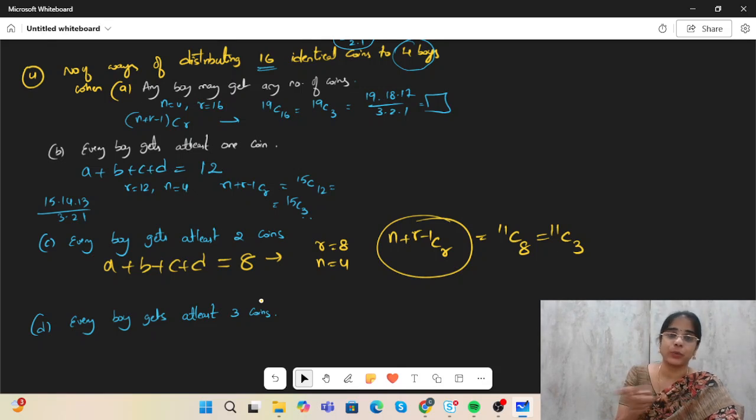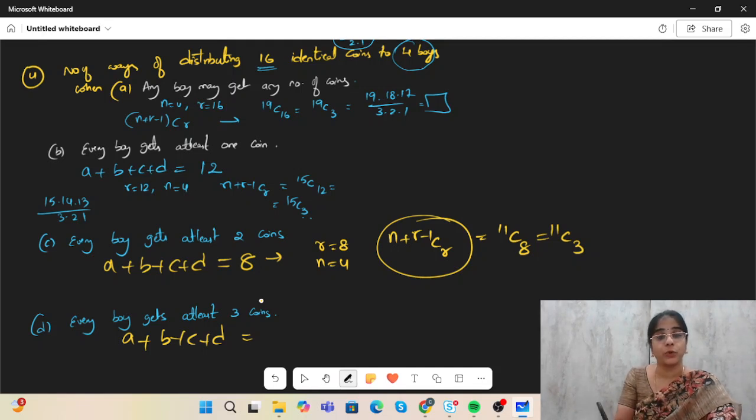So 16 coins, 12 were already given. So my A plus B plus C plus D. Now my distribution factor among all these 4, how many do I still have to distribute? I have 16, out of which 12 coins are already given. 16 minus 12, which is 4, right? That is the count that I have to distribute.